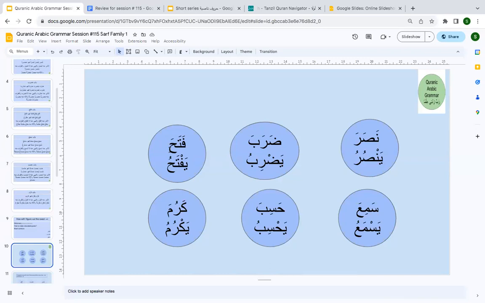But let me tell you one tip. The most common bab that you're going to see in family one is going to be nasara. So when you have to make a guess, if you see a word that spells like nasara, think about babe noon. Okay?